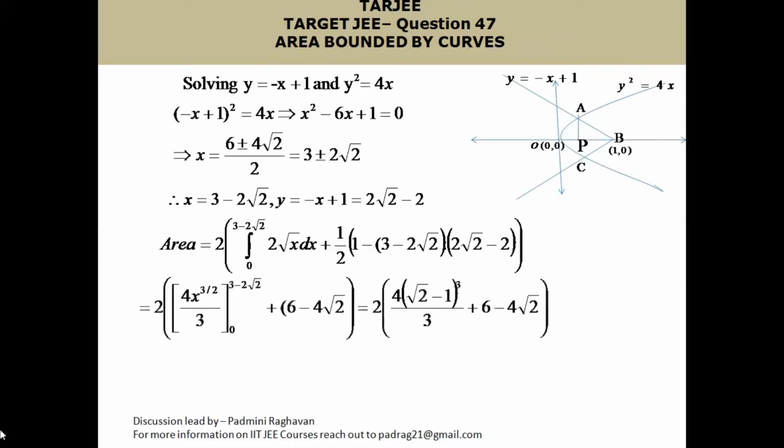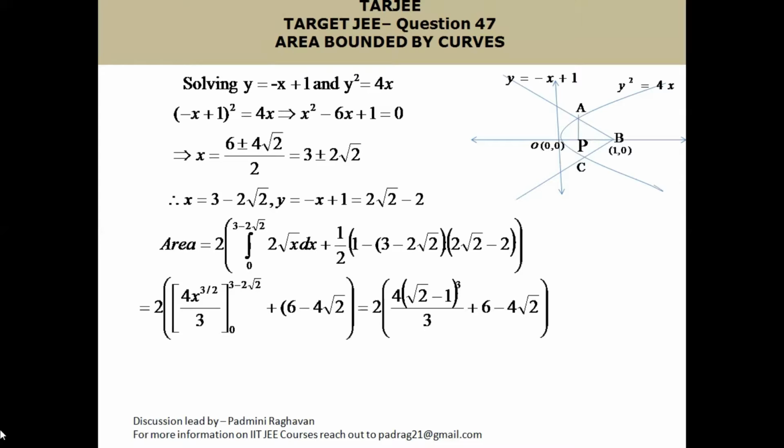Integrate 2√x. We get 2 into x^(3/2) by 3/2, which is 4/3 into x^(3/2) between the limits 0 to 3 - 2√2. Simplify the area of the triangle. Now we substitute the upper limit. We get 4/3 into (3 - 2√2)^(3/2), which can be taken as the square root of (3 - 2√2) the whole cube.